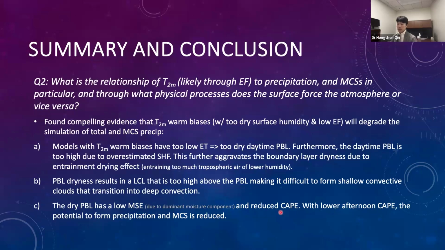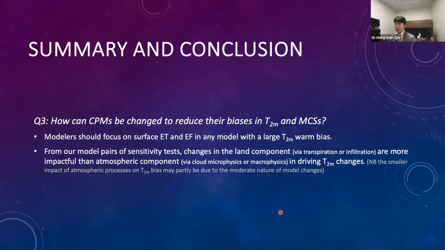The boundary layer dryness results in the LCL that is too high above the boundary layer, making it difficult to form shallow convective clouds, which can transition into deep convection. The dry boundary layer has a low MSE and reduced CAPE, and with lower afternoon CAPE, the potential to form precipitating MCS is reduced.